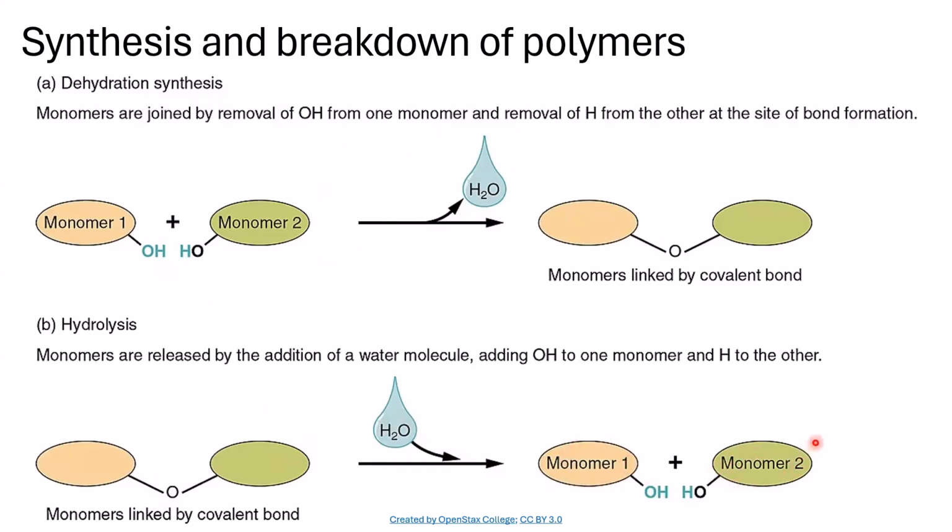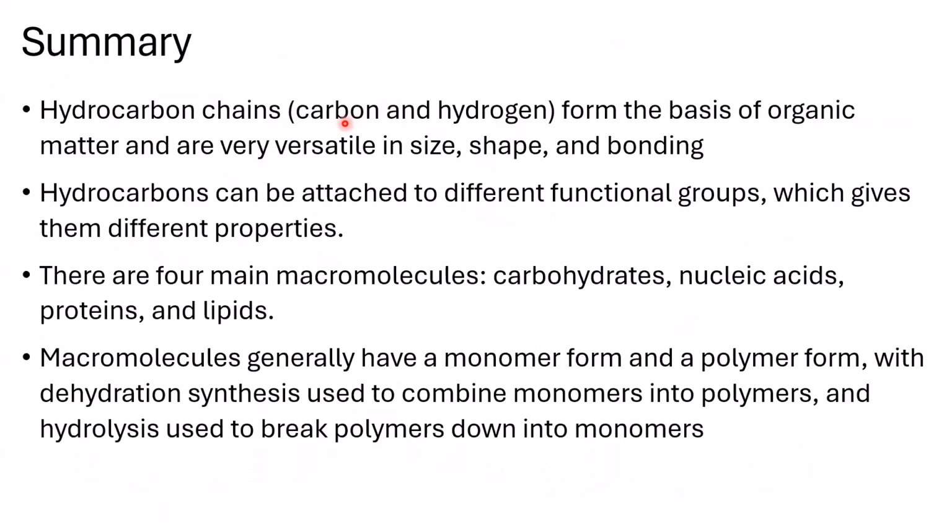In this video, we learned that hydrocarbon chains composed of carbon and hydrogen form the basis of organic matter and are useful due to their versatility in size, shape, and ability to form different covalent bonds. They can also be attached to different functional groups, which will influence the overall properties of the molecule. There are 4 main macromolecules that we will be discussing over the course of the next few videos: carbohydrates, nucleic acids, proteins, and lipids. Most of these macromolecules have a monomer form and a polymer form. Monomers can be combined into polymers through dehydration synthesis, and polymers can be broken down into monomers through hydrolysis.